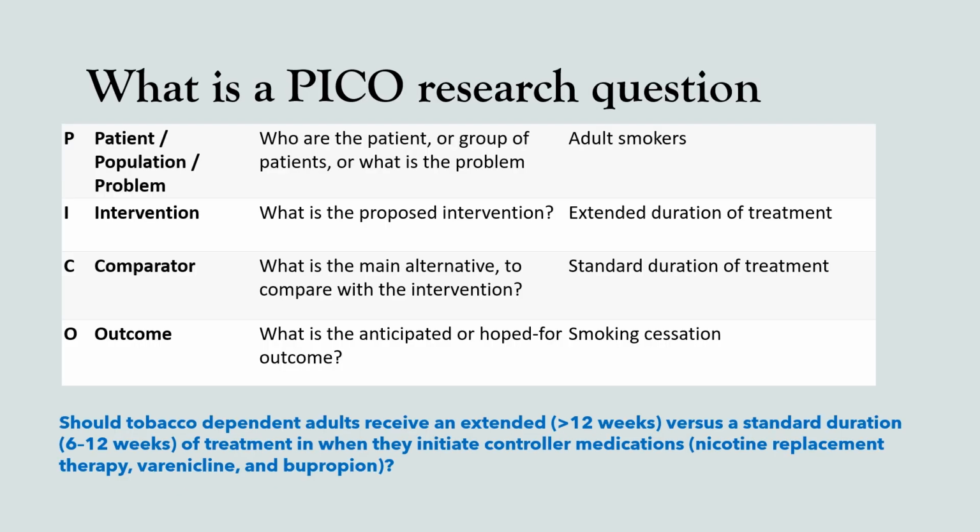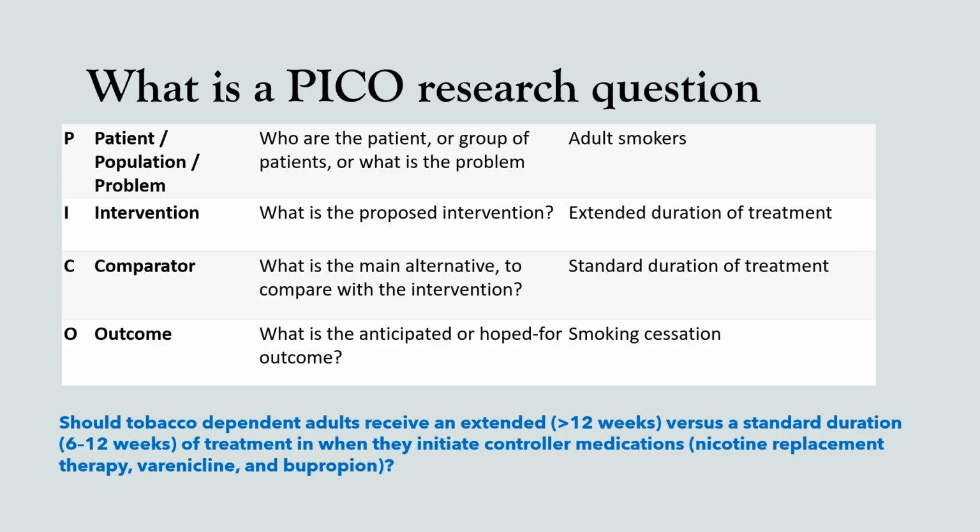Now let's look at an example of a PICO research question. Should tobacco-dependent adults receive an extended or a standard duration of treatment? So the P, the population of interest here, is tobacco-dependent adults. These individuals represent the target group for whom the effectiveness of different treatment durations will be evaluated.